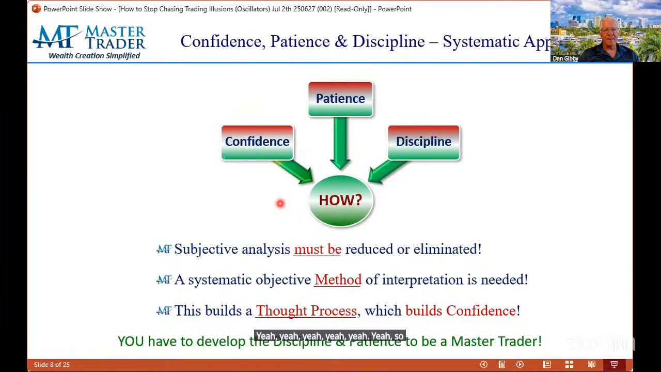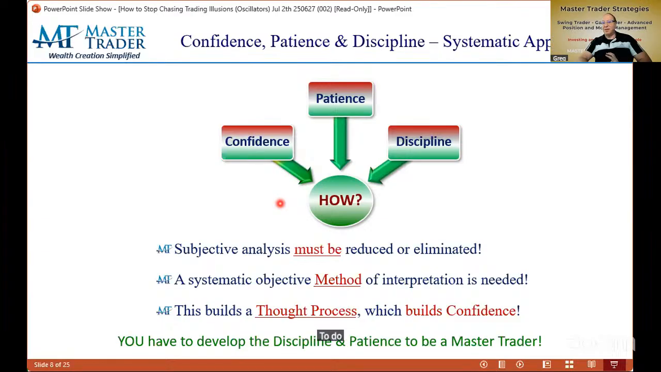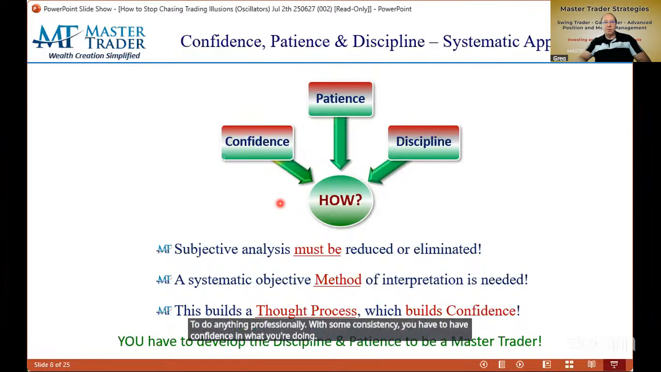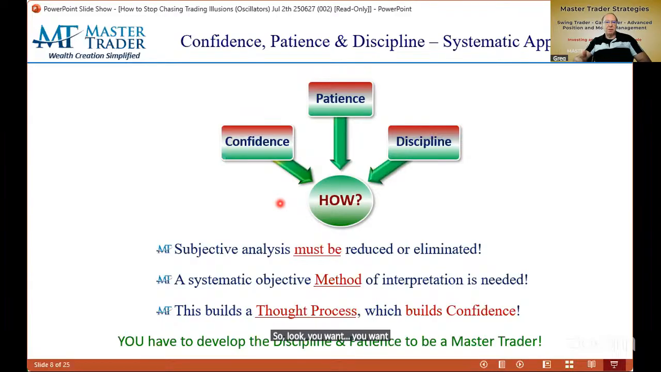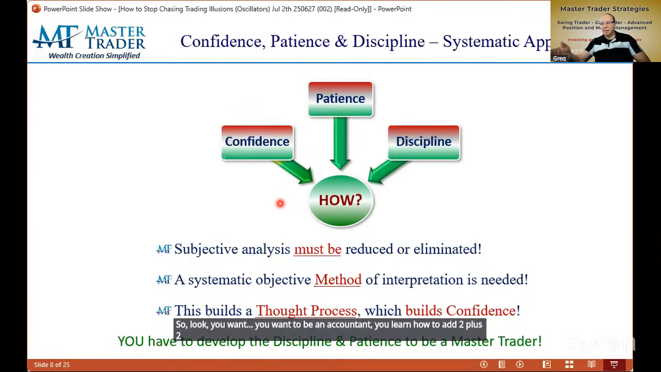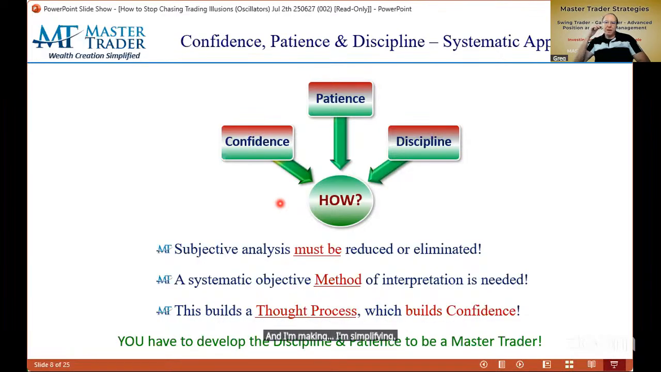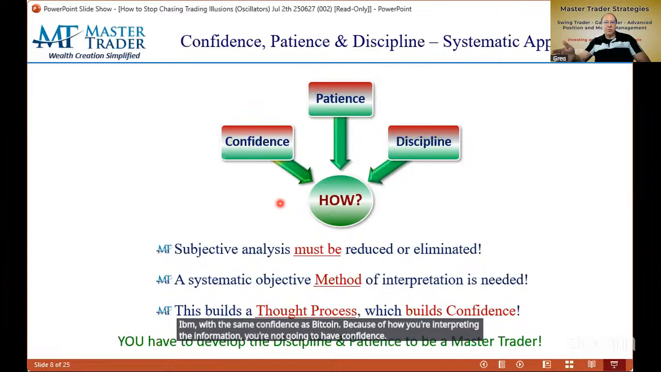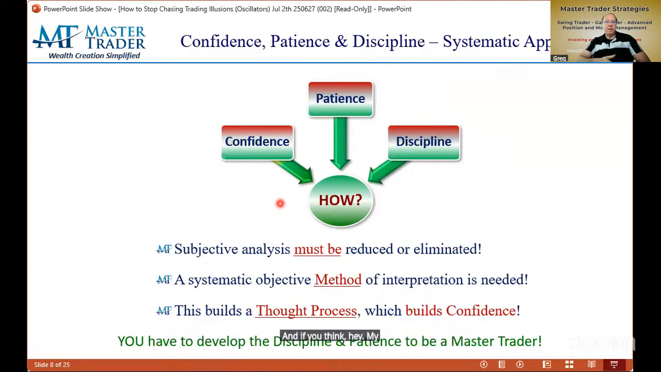Yeah. So look, to do anything professionally with some consistency, you have to have confidence in what you're doing. You want to be an accountant, you learn how to add 2 + 2 = 4. And I'm simplifying. But as with the markets, you have to have something that you can have confidence in. And if you can't look at IBM with the same confidence as Bitcoin, because of how you're interpreting the information, you're not going to have confidence. And if you think, hey, my indicator worked here, but why isn't it working today? You're not going to have confidence.